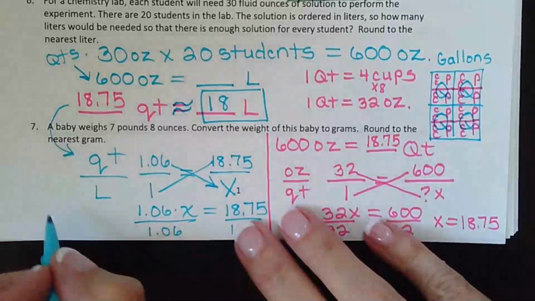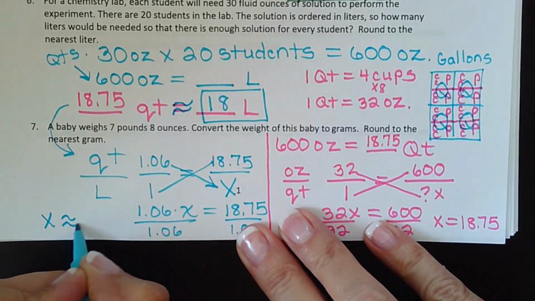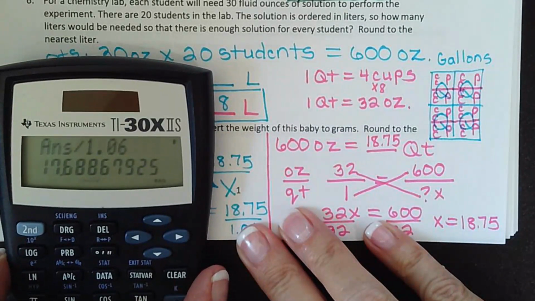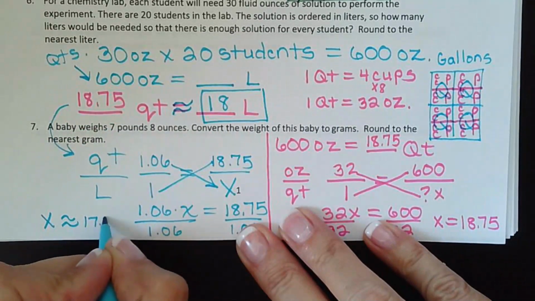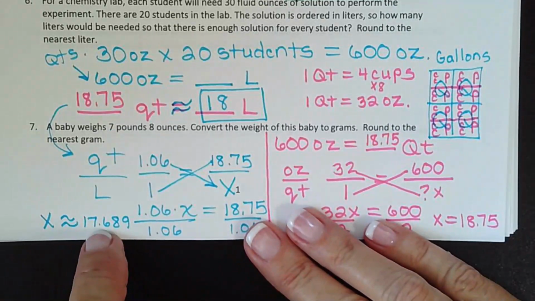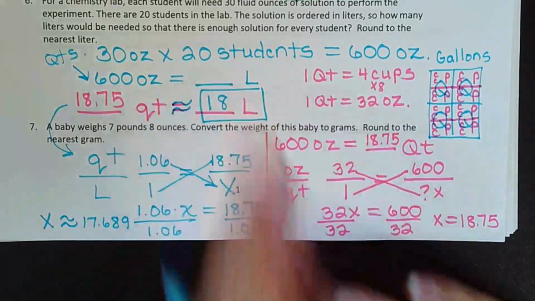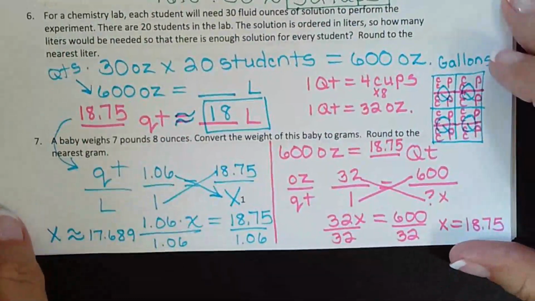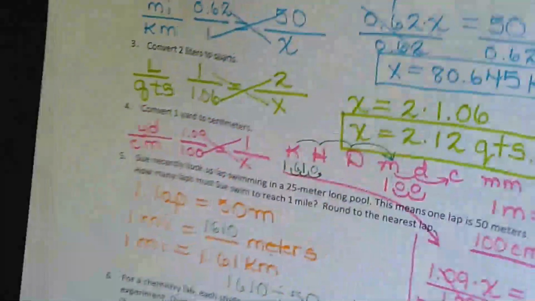I'll write my X here. So X is approximately 17.689. And then because it said round to the nearest liter, 17 followed by a 6 says bump it up to 18. Okay, we are done with this side. Those were some hard problems. I had no idea. I guess I haven't done that many in class because usually we don't have as much time in class.